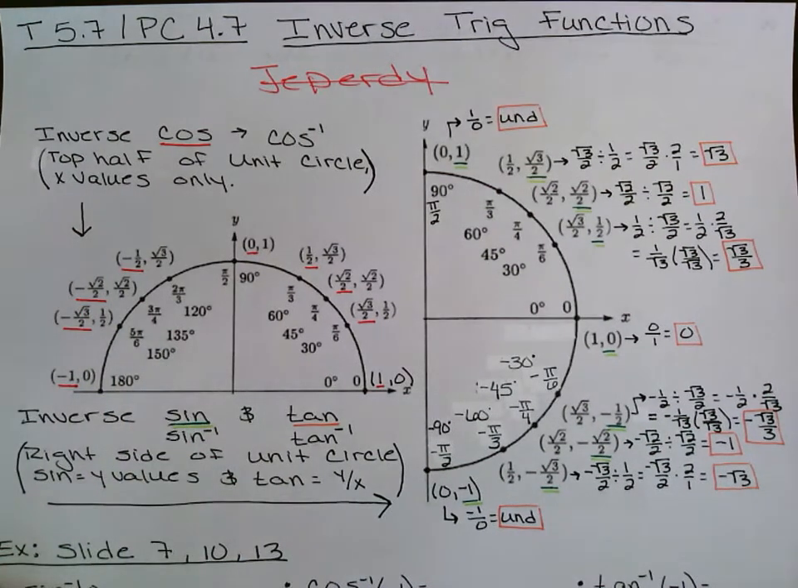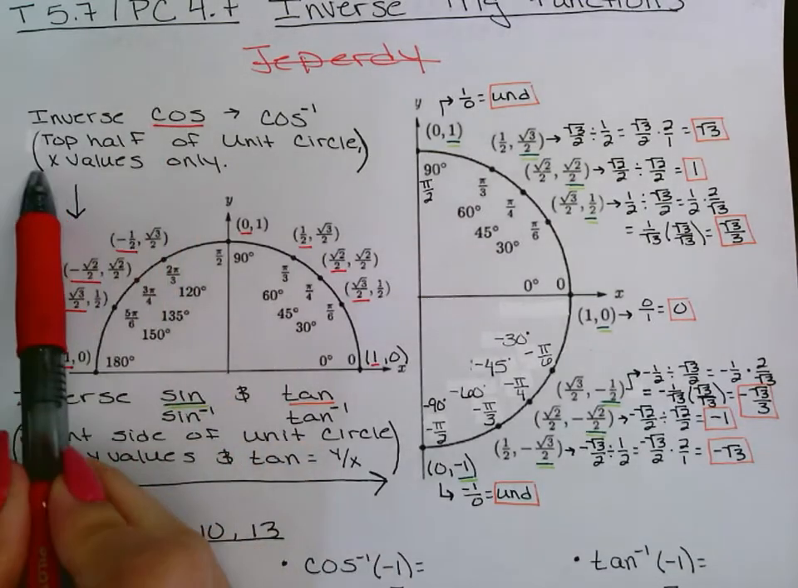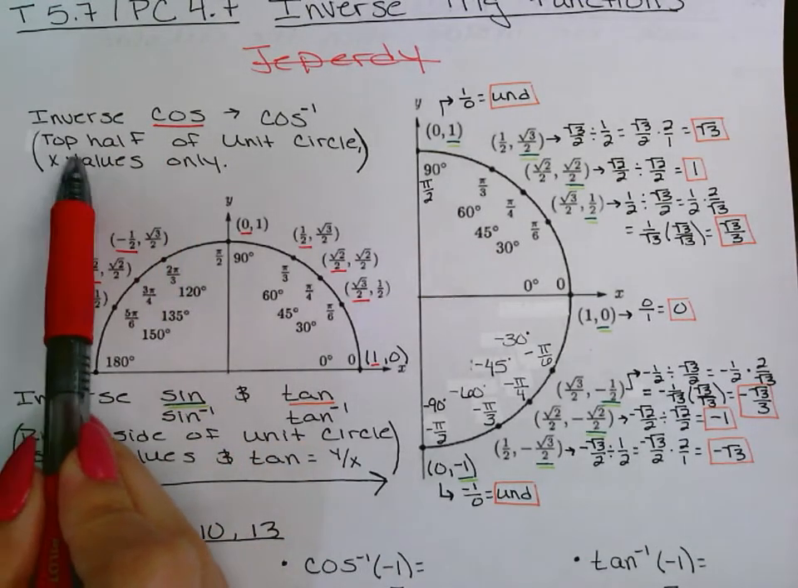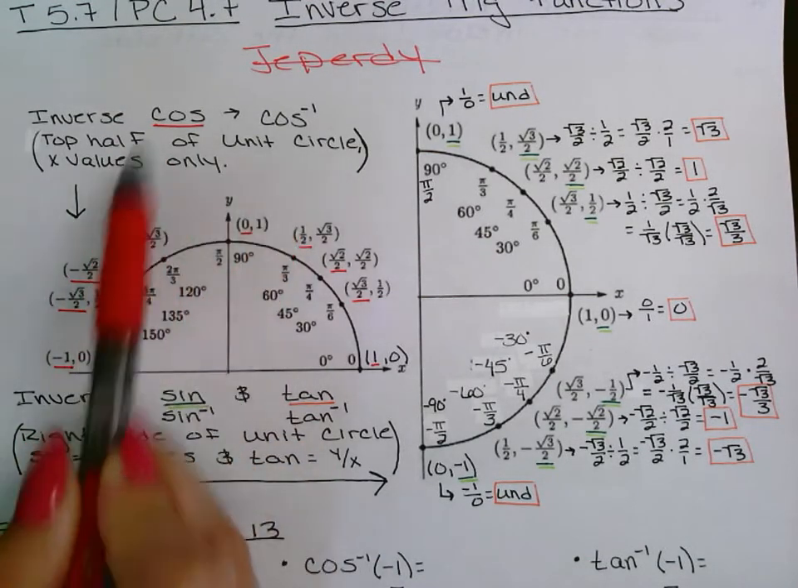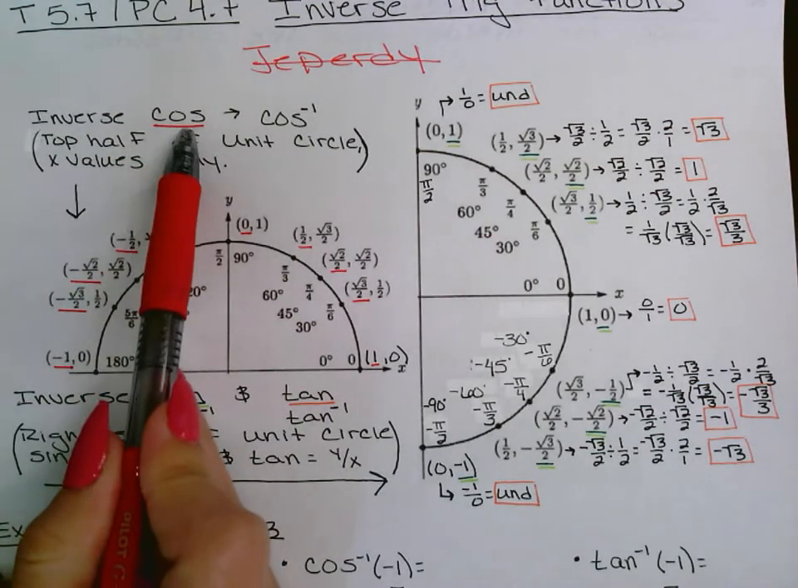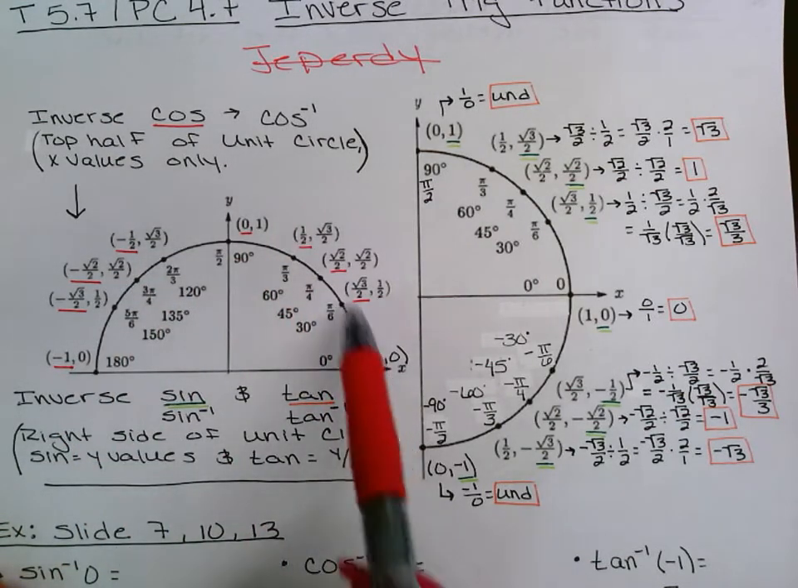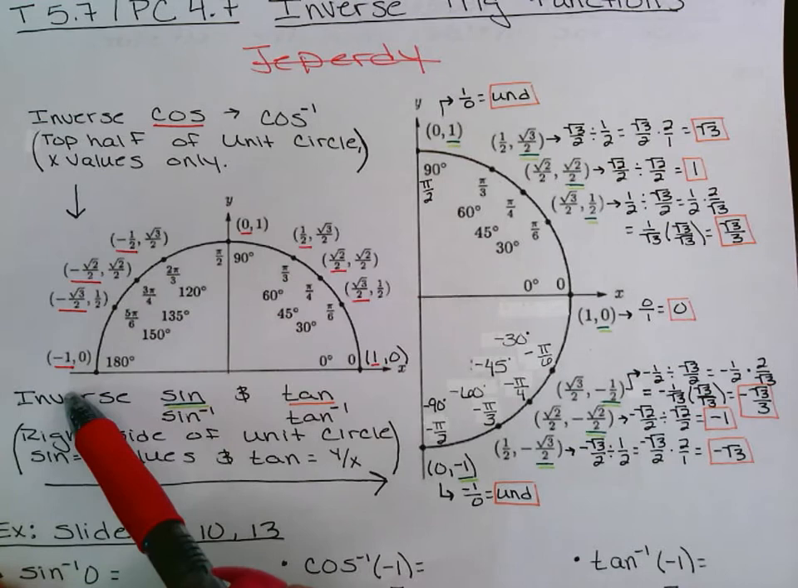Okay? So here are the main rules that you need to memorize. For cosine, right here in parentheses, you only look at the top half of the unit circle, and of course cosine is the x values. So the moment you hear the words inverse cosine, or you see that notation, you are looking at the top half, and then you can see I marked in red only the x values. Okay?